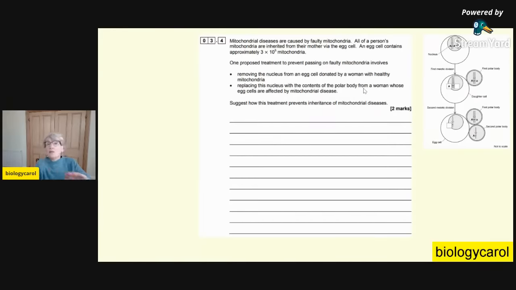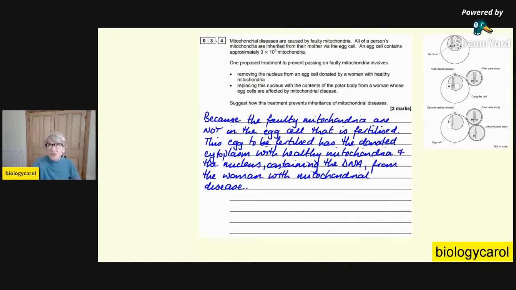How weird is that? None from your father, because the only bit that he contributes is the nucleus of the sperm. None of the cytoplasm, because basically there's hardly any cytoplasm in the sperm, is there? So anyway, right. Suggest how this treatment prevents the inheritance of mitochondrial diseases. And I'm kind of going, crumbs, this seems quite obvious to me. Wasn't quite sure how to nail it.